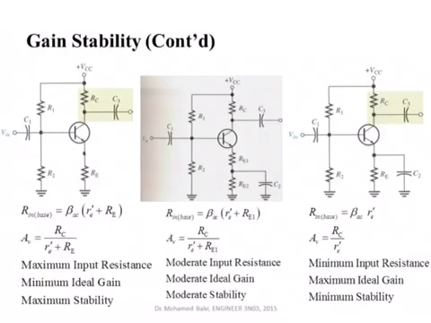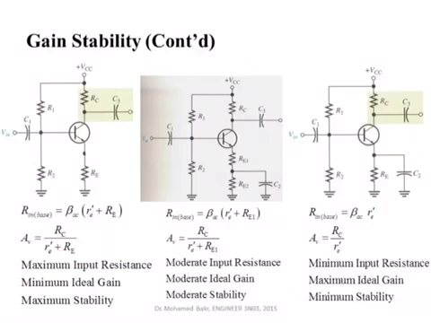So we have three possible configurations: either the completely non-bypassed case, and this one here will have a very high input resistance. The gain will drop because you replace RE dash by RE dash plus RE, and it's maximally stable because RE is way bigger than RE dash.